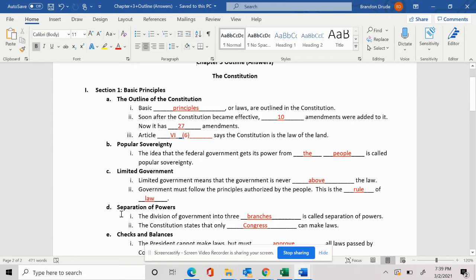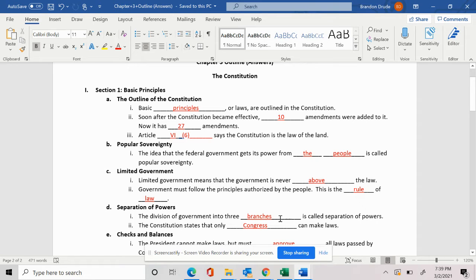Our founding fathers made sure that each branch was given different powers and that no other branch can touch those powers because, again, they did not want our government getting too powerful. They didn't want one person or one group to get too much power. So we separated it into three branches: the executive, the legislative, and the judicial.